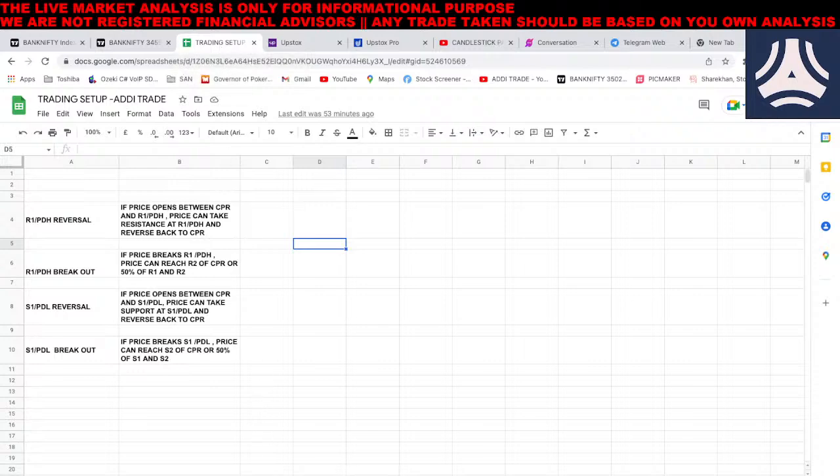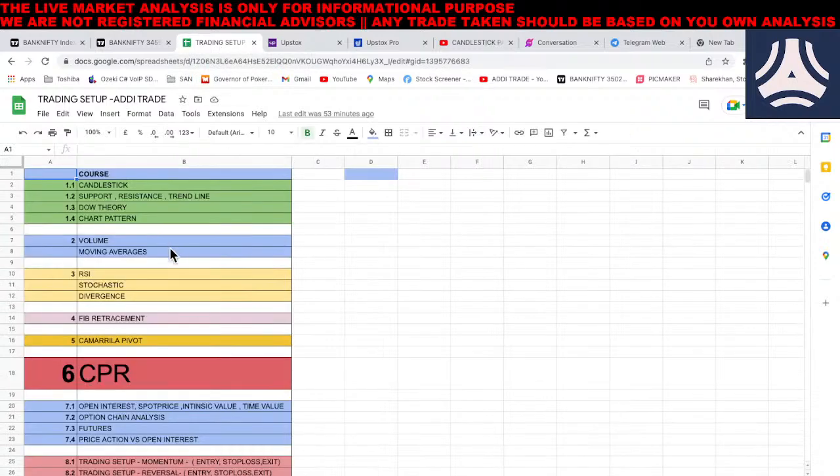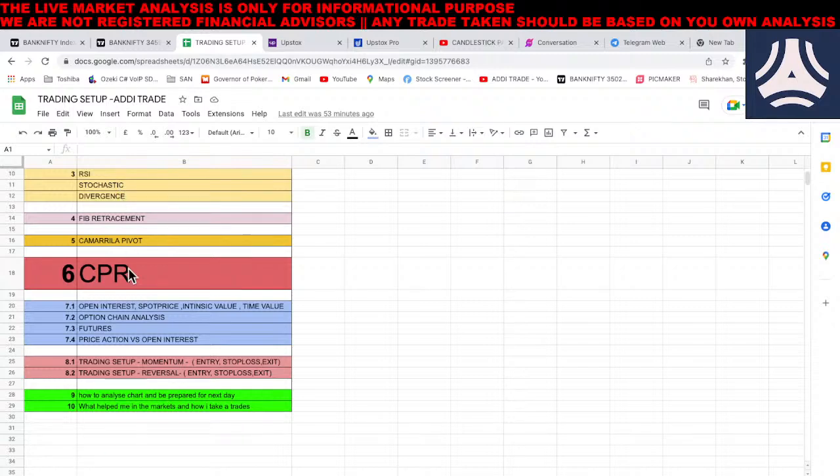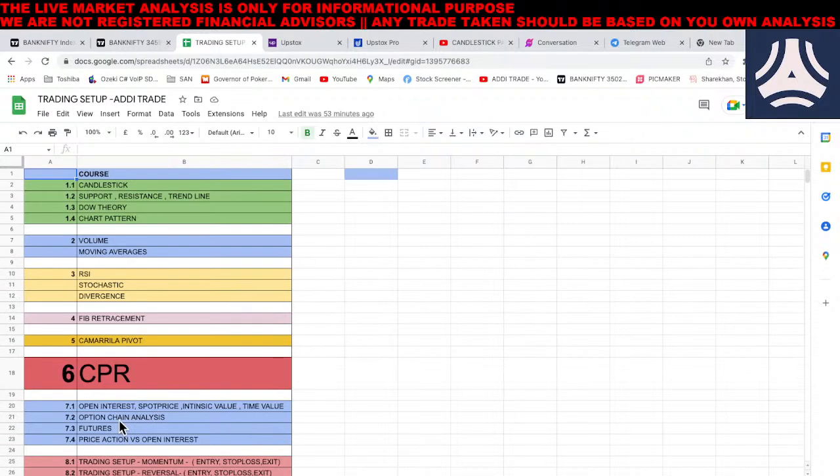And everything that I use, these are all the topics or the technical analysis that I use. There are some very good setups based on moving averages along with CPR. If we can merge and use it, it is very good, but that's again a very lengthy topic. We'll try and cover it.